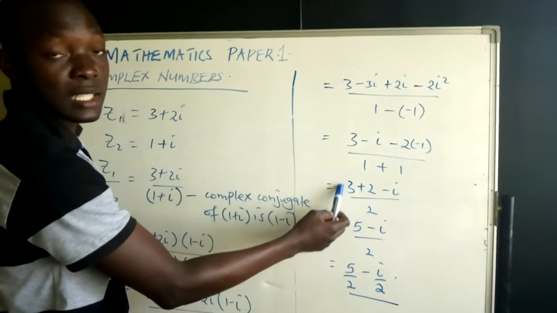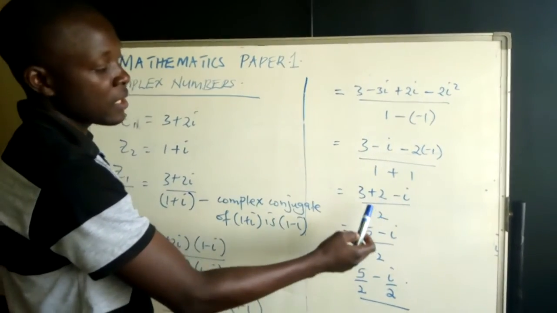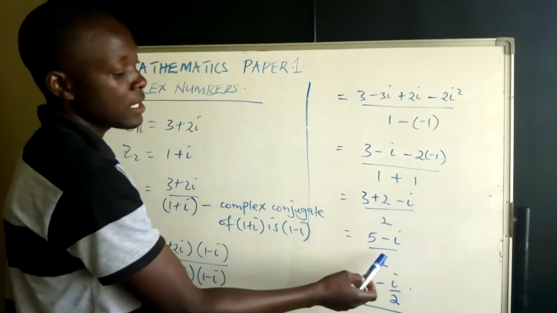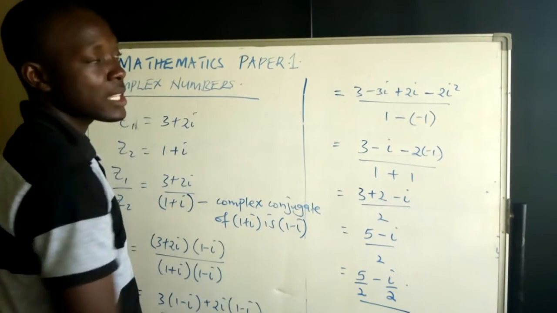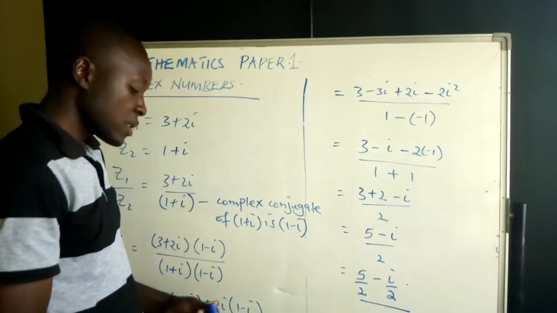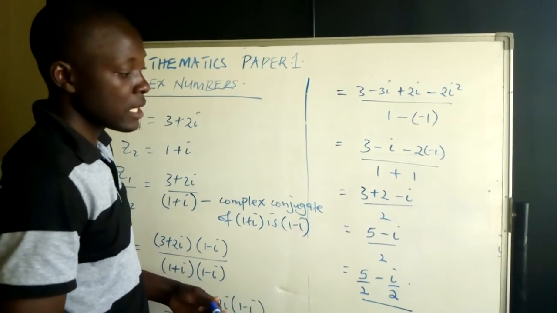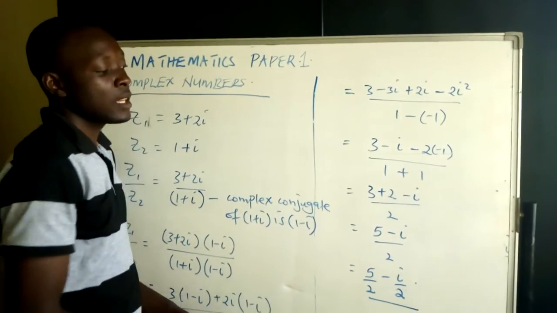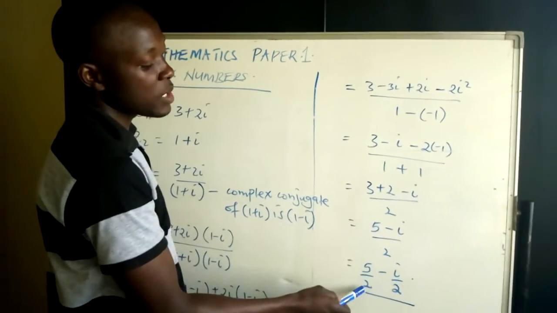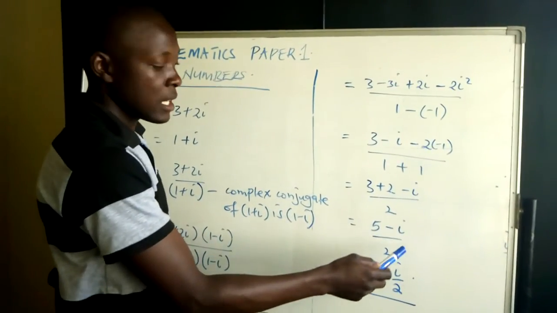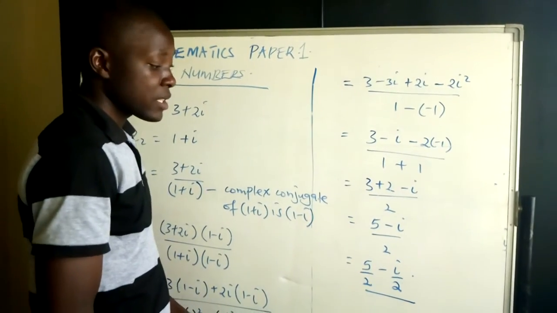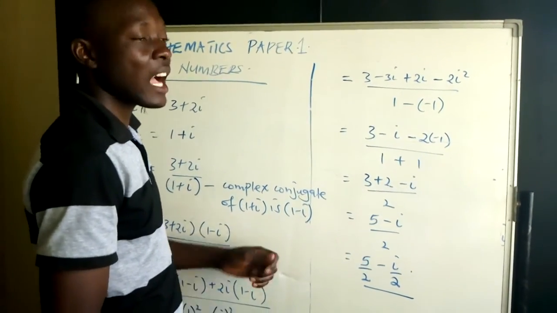And here, this part here is the real part. We have 3 plus 2 giving 5 minus i over 2. So from here we can separate, meaning we split the numerator with each one of them with its own denominator, having 5 over the denominator minus i over the denominator. All this can just be written as 5 over 2 minus a half i.